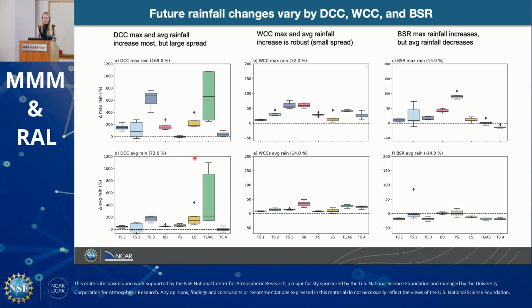And then the same is true when we look at the area average rainfall. So again, deep convective cores show a large change, but large variability, whereas wide convective cores show a small range and also an increase. What's really interesting, and I would love to look into this more, is the broad stratiform region, the area average rainfall actually decreases in a future climate. So I haven't looked into why that is yet, but I think there could be a lot of interesting things to look into.